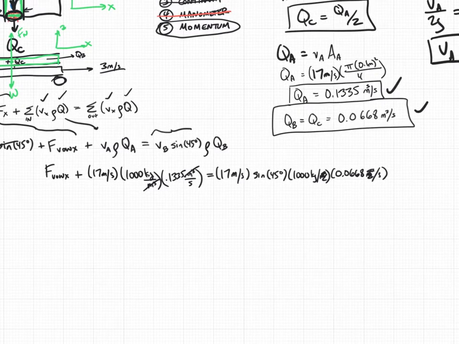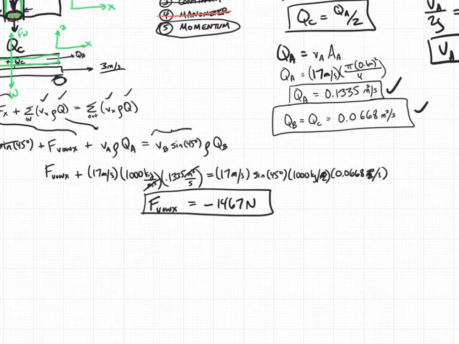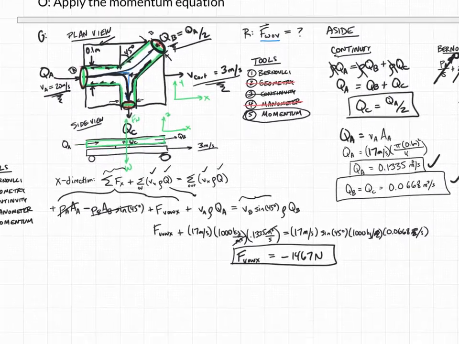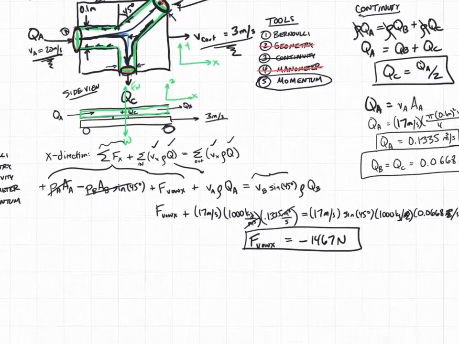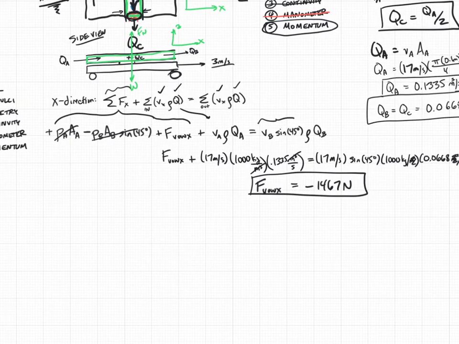So we're going to get newtons, which is exactly what we want. So if we solve this, it looks like we're going to end up with a negative number. Force F_vane,x equals negative 1467 newtons. Oh, I should have said, by the way, I never drew my free body diagram. Well, that's a colossal mess. I'll draw the free body diagram now, but I should have drawn it a long time ago.